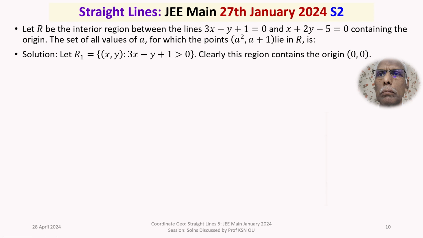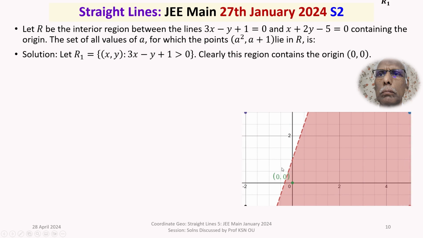Agreed. So, this is the region. This colored one, the brick red colored one, is the region R1 containing the origin. This is the line 3x − y + 1 = 0, and greater than is this portion. That's the region.